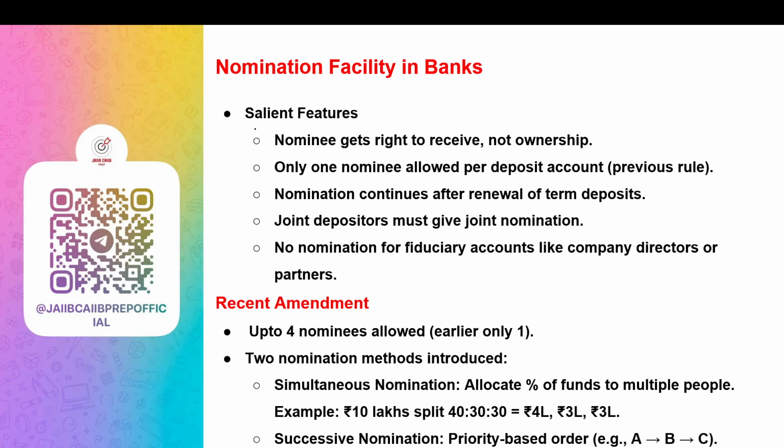And then there is successive nomination. You can choose a priority order. You name A first, B second, C third. So if A is alive, A will get the money. If A is not there, then B will get the money, and if B is not available, then C will get the money.